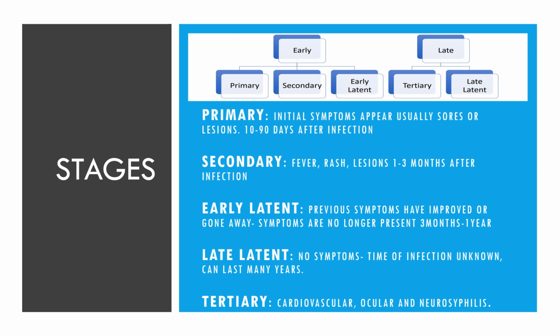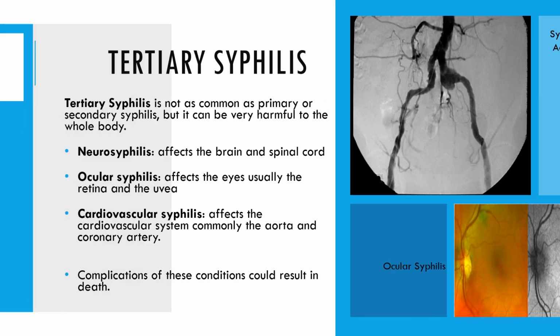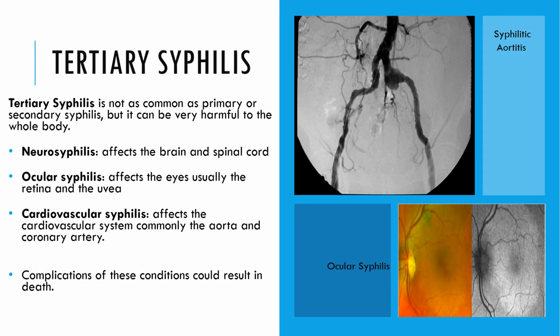The early latent stage will make way for improvement or resolve of symptoms, even though infection still remains in the body. The late latent stage will have no symptoms at all. This stage can last for many years, and the time of infection is really unknown. The tertiary stage is usually the last and most harmful stage, where many organs in the body can be affected. Tertiary syphilis is not as common as the other stages.